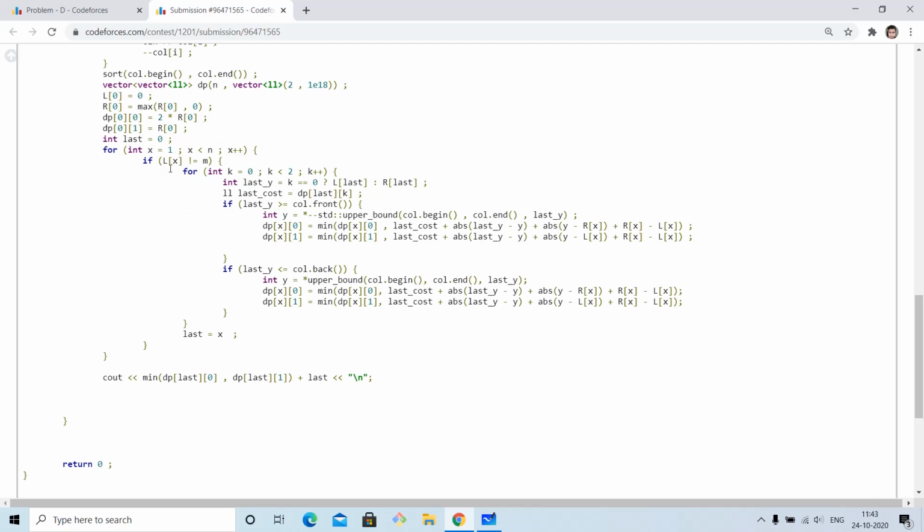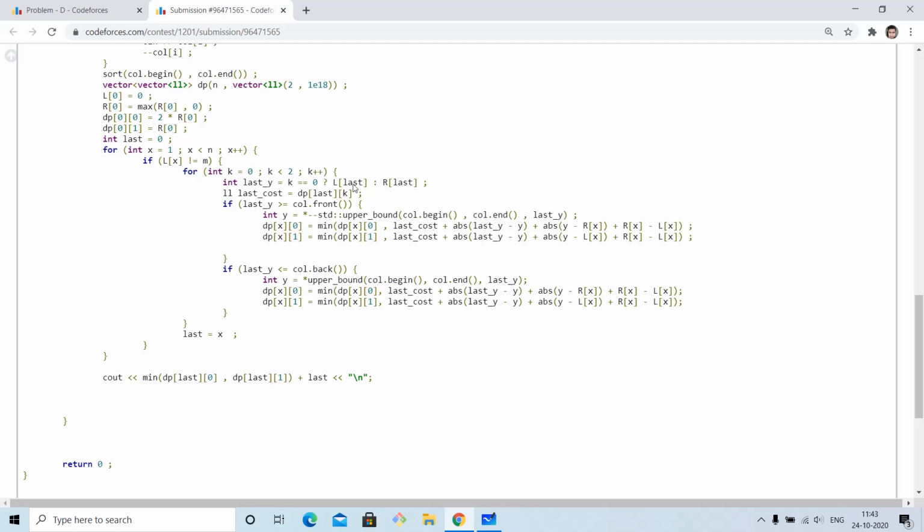So if there is at least one treasure, if left of x is not equal to m, that denotes that there is at least one treasure in that x row. Then we have to compute these two variables. For that, we have a for loop which contains values ranging from 0 to 1. So what is this last y?